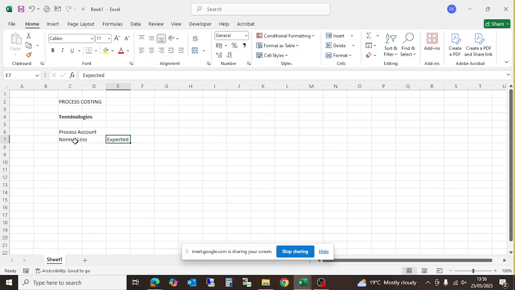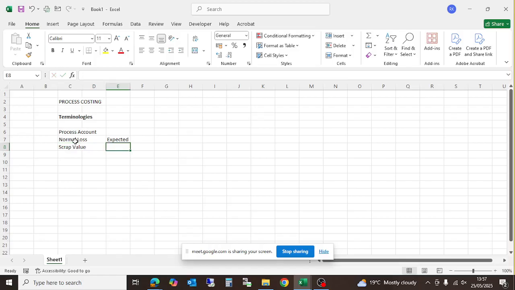But that will mean we'll have to incur extra cash again for another process of condensing it back, which isn't really necessary because the 2 kg is immaterial compared to the actual quantity of the juice. Okay? So normal loss is the expected loss. And then we have some things like the scrap value.